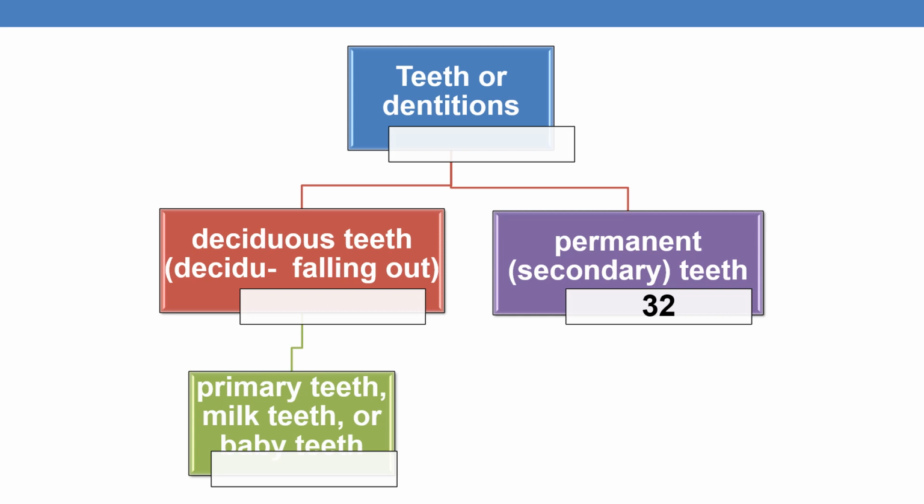Now coming to types of teeth or dentitions. We all know that we have 2 types of teeth: milk teeth and permanent teeth. The milk teeth or primary teeth or baby teeth are also called deciduous teeth. Deciduous is nothing but falling out. And the permanent teeth or secondary teeth are 32 in number.